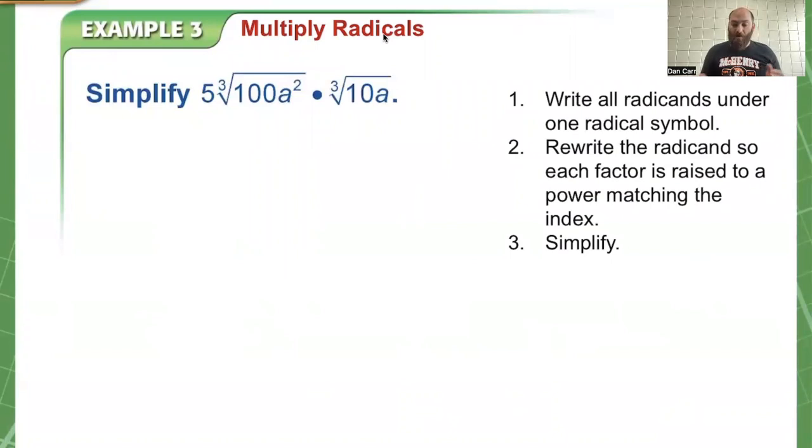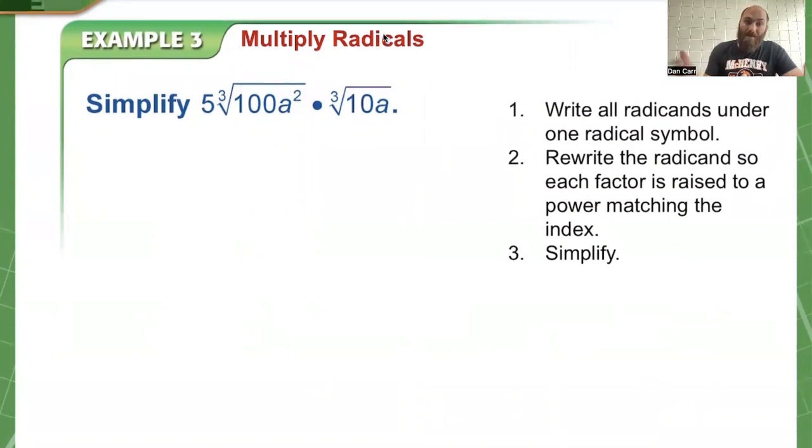Write all radicands under one radical symbol. Rewrite the radicand so each factor is raised to a power matching the index, and then simplify. So the product property works similarly when I put them together instead of just separating. For example, since these are both cube roots, I'm allowed to put them together under one.